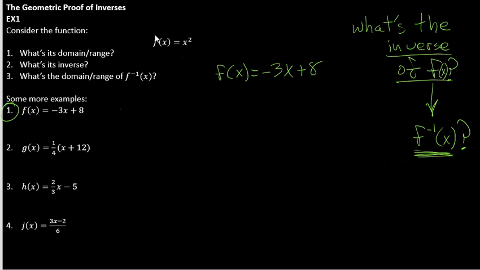Okay, I'm going to go ahead and revert back to 8th grade, call it y. Okay, then I'm going to flip. Then I'm going to solve. So what I'm going to have to do here, obviously, I'm going to subtract 8 from both sides. Then I'm going to divide both sides by negative 3.